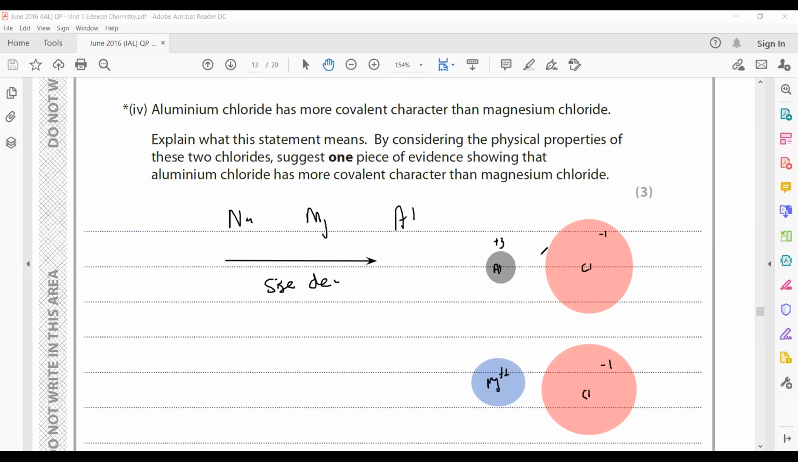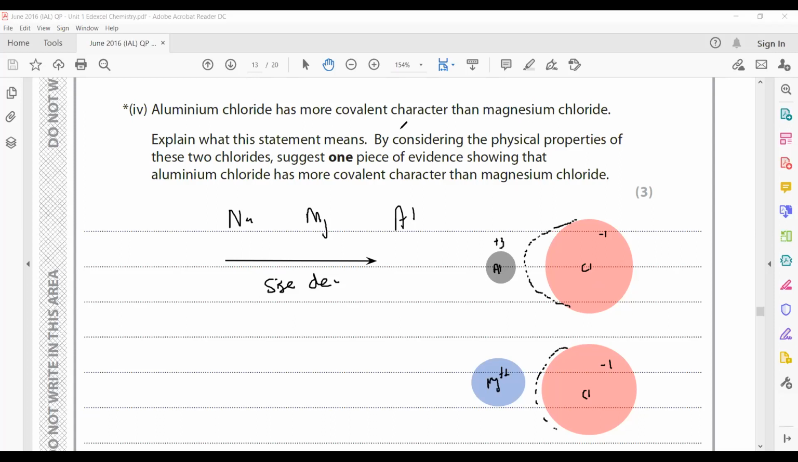So it will attract the electrons present in chlorine, and the attraction of these electrons towards the aluminum ion causes a distortion in chlorine. Due to this distortion, it appears that instead of electrons being transferred, electrons are shared between them. Magnesium has a smaller charge density, so it will cause less distortion. So aluminum chloride has more covalent character than magnesium chloride.